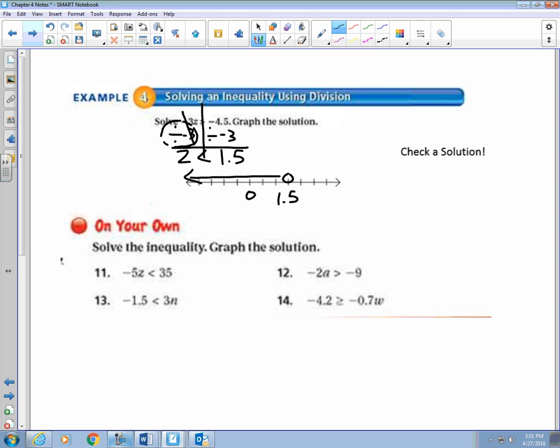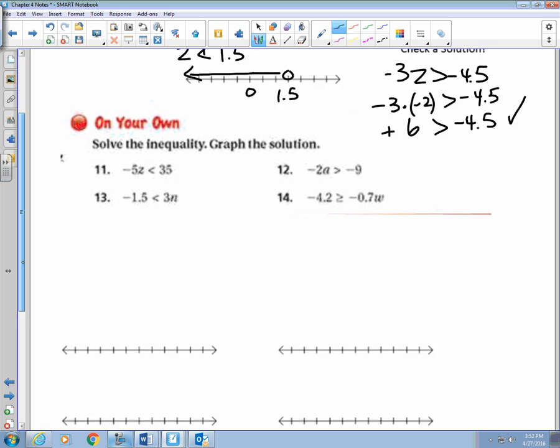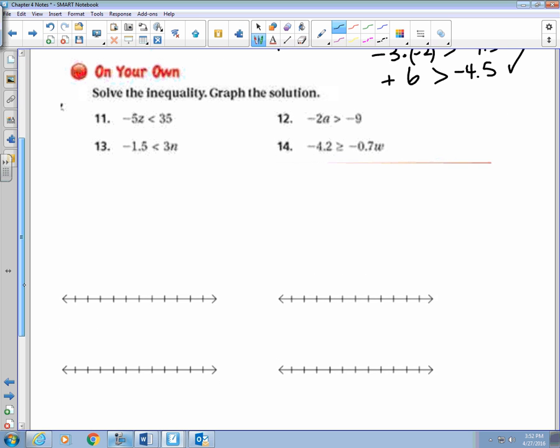All right. So I have negative 3z is greater than negative 4.5 was my original inequality. I'm going to choose negative 2. I get negative 3 times negative 2 should be greater than negative 4.5. Negative 3 times negative 2. Negative times negative has to be positive. 3 times 2 is 6. Is positive 6 greater than negative 4.5? Yes, it is. So we know that we've done that problem correctly. I'll do one more, and then you can solve the last 3 on your own.